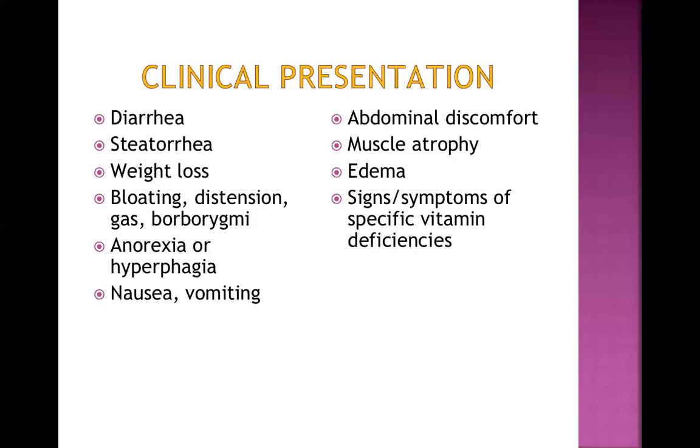Anorexia or hyperphagia. Mostly they suffer from anorexia, but some other patients may suffer from hyperphagia. They eat a lot, but actually all of that is a waste, isn't it? Because that is not getting digested and absorbed. Nausea, vomiting can occur, abdominal discomfort because of gases, muscle atrophy because of malnutrition, edema because of hypoproteinemia, and signs and symptoms of specific vitamin deficiency. Now, vitamin B, vitamin C, all those fat soluble vitamins, all of them can be deficient if this disease is chronic.